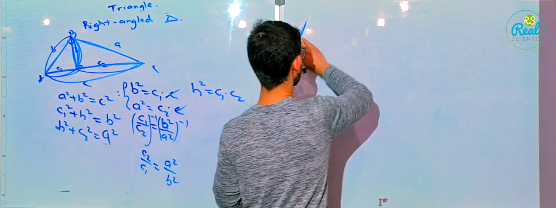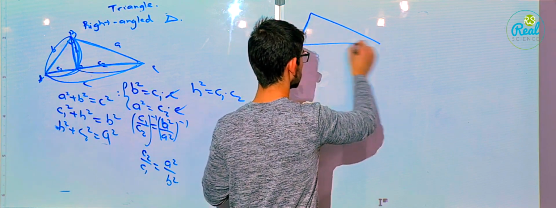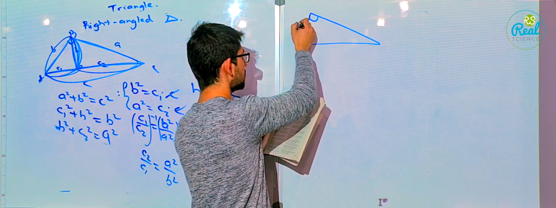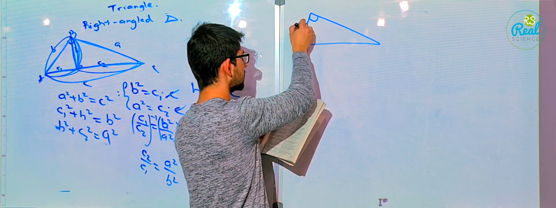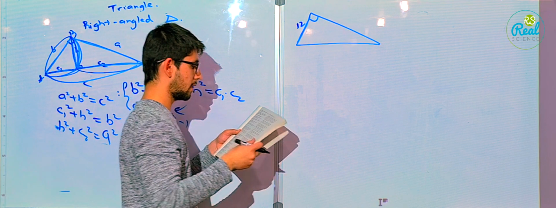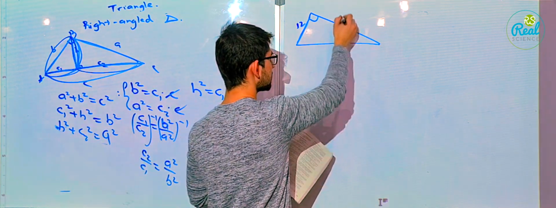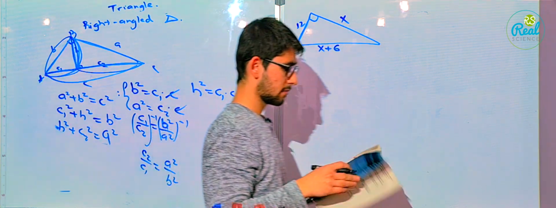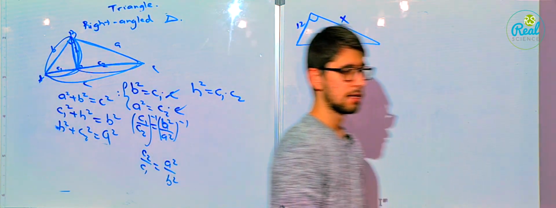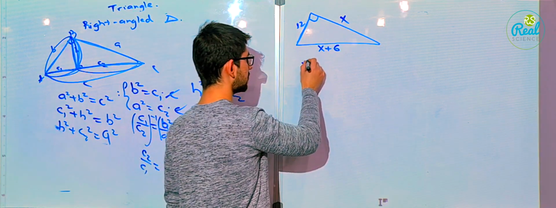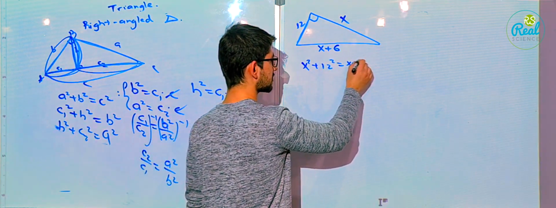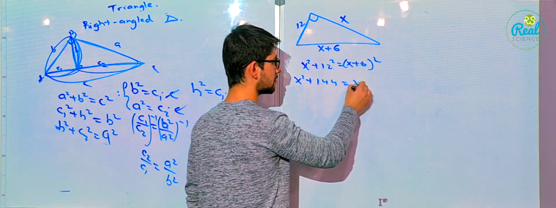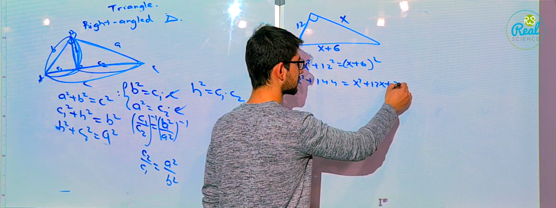You are given a right angle triangle with one of the legs being 12 centimeters and your hypotenuse is 6 more than another leg. So you have to find the hypotenuse itself. Let's use the Pythagorean theorem. X squared plus 12 squared equals x plus 6 to the power of 2. So you're going to have x squared plus 144 equals x squared plus 12x plus 36.